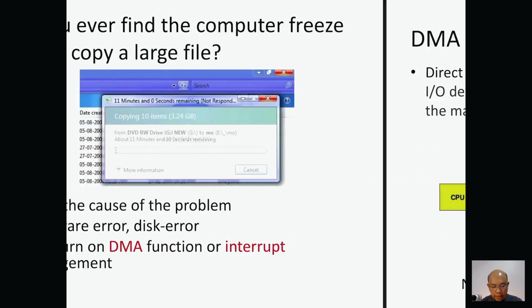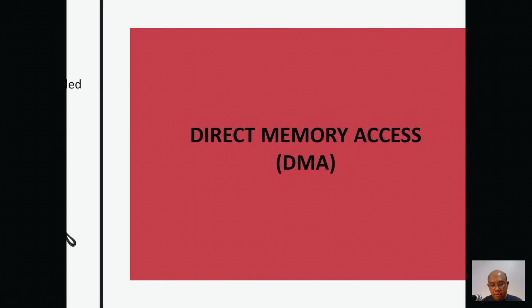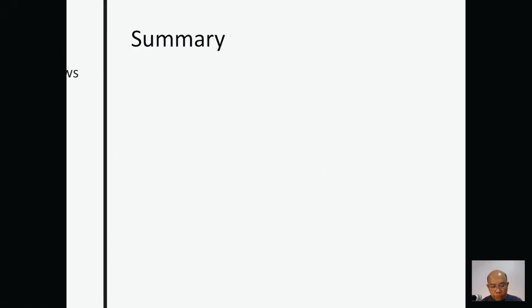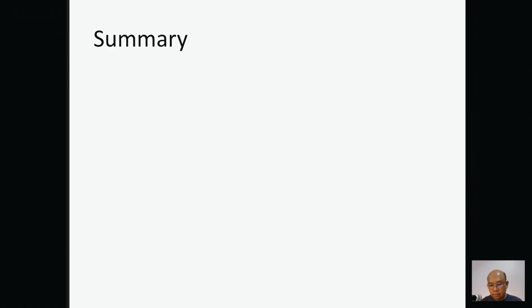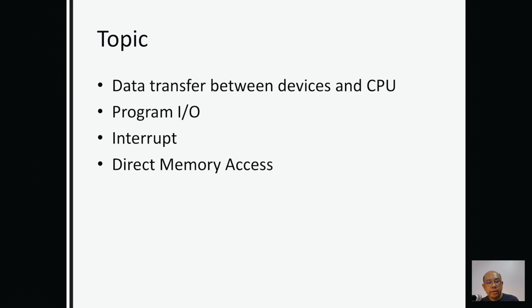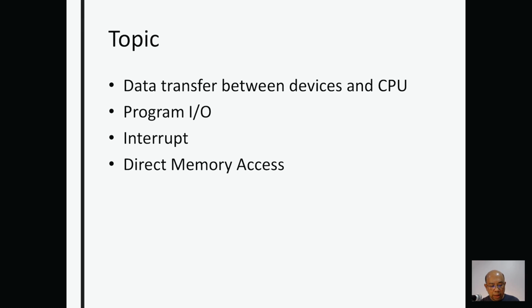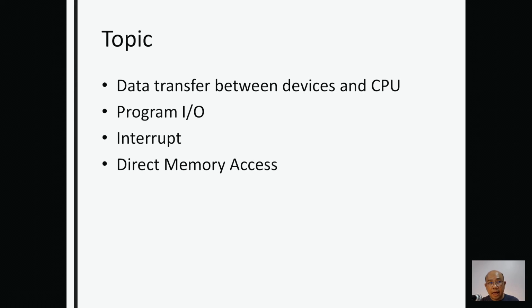Okay, I think this completes direct memory access. Now we move to the summary. In this chapter, we talked about the data transfer between devices and the CPU. I think you know the difference between program I/O and interrupts, and understand direct memory access. Okay, I think that completes chapter 9.